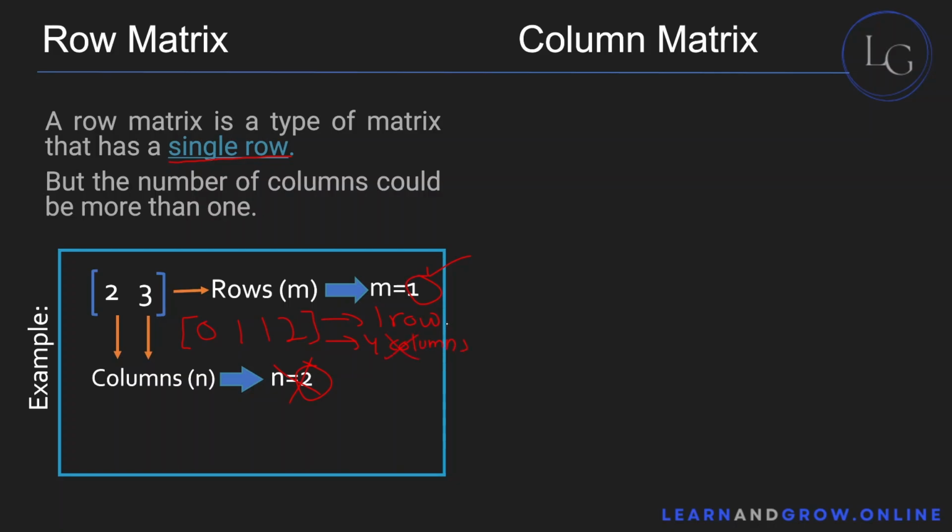We're not concerned with the number of columns. It has one row and hence it is a row matrix. And the order of a row matrix is basically a 1 by n matrix. So basically one row and n columns.